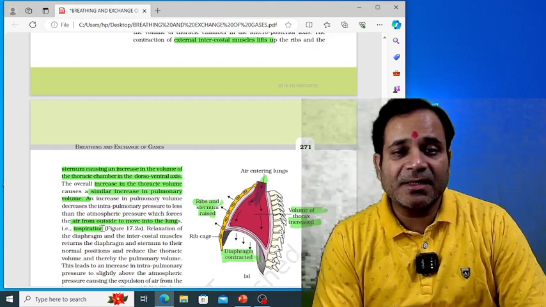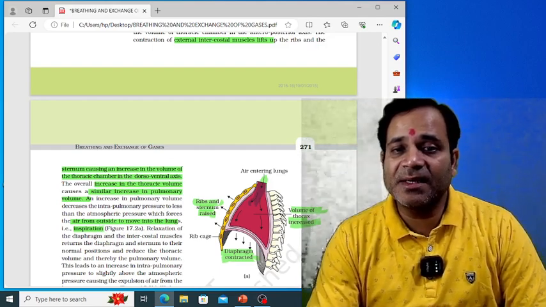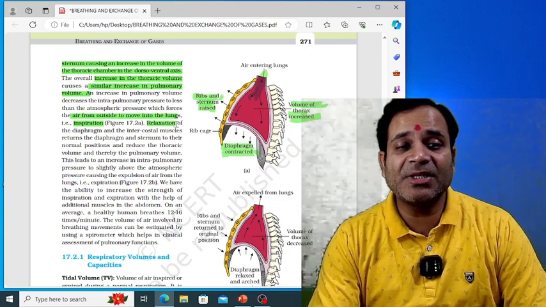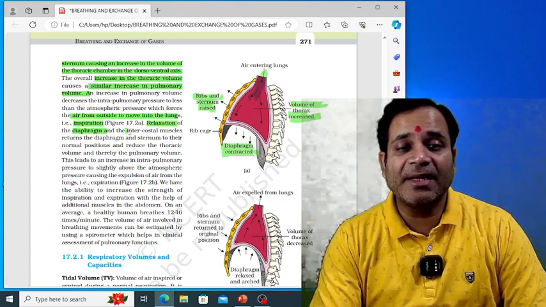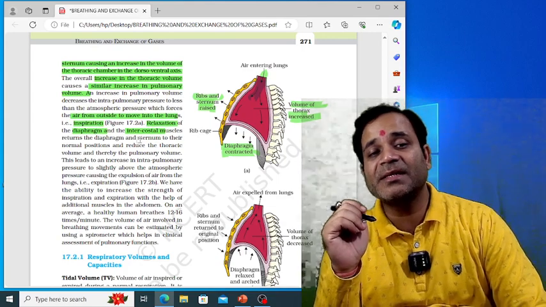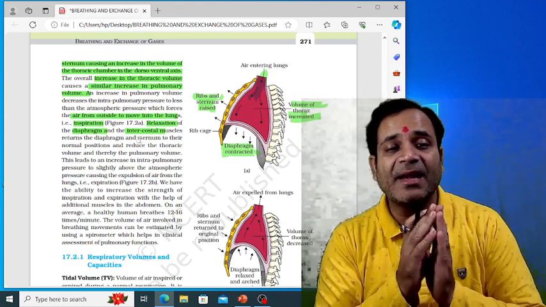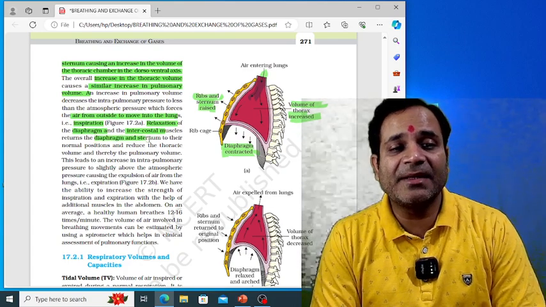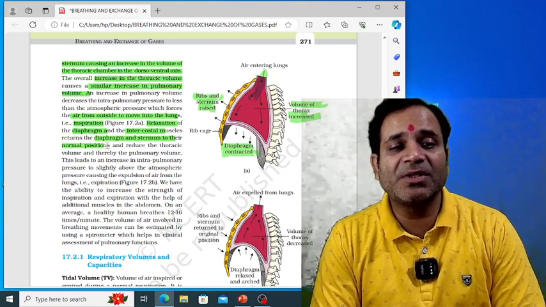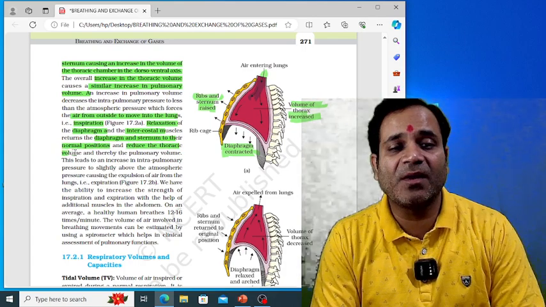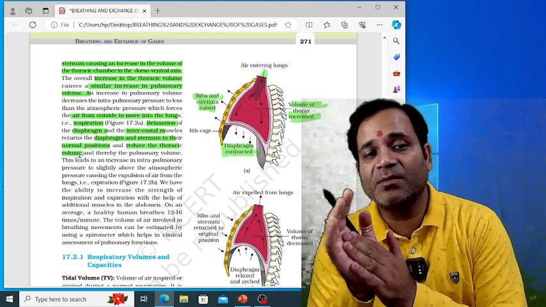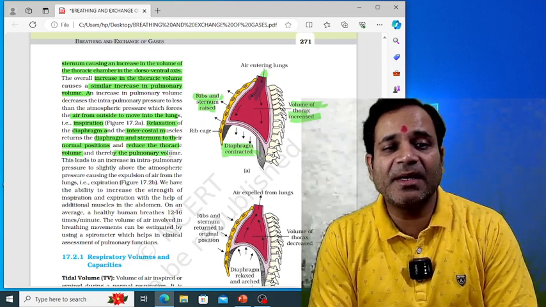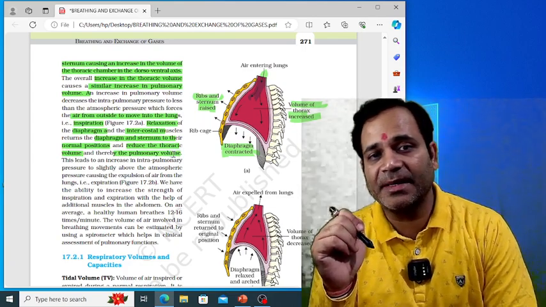Now, there are some cases that are vice versa. During expiration, you all know there is relaxation of the diaphragm and the intercostal muscles. Once the intercostal muscles relax, the diaphragm and the sternum return to their normal position and reduce the thoracic volume. Once the thoracic volume decreases, the pulmonary volume also decreases.